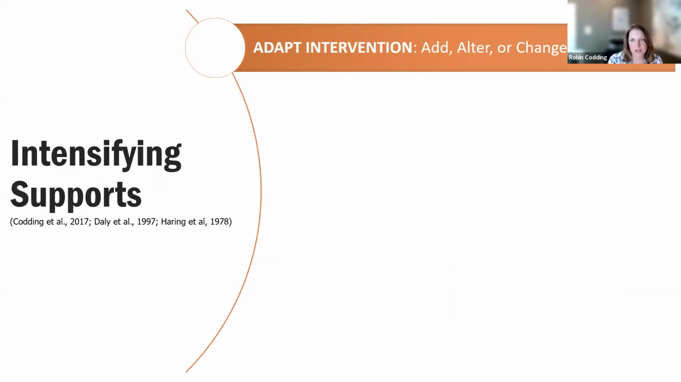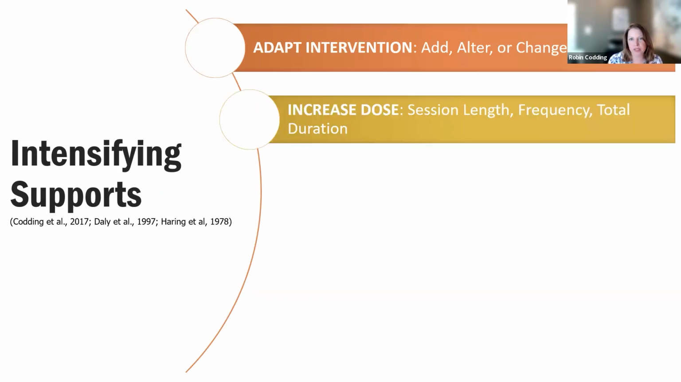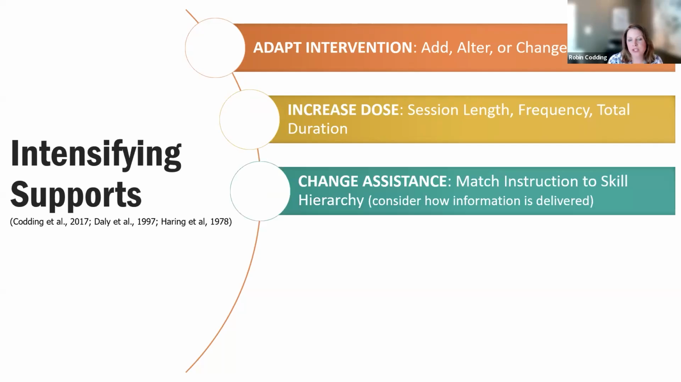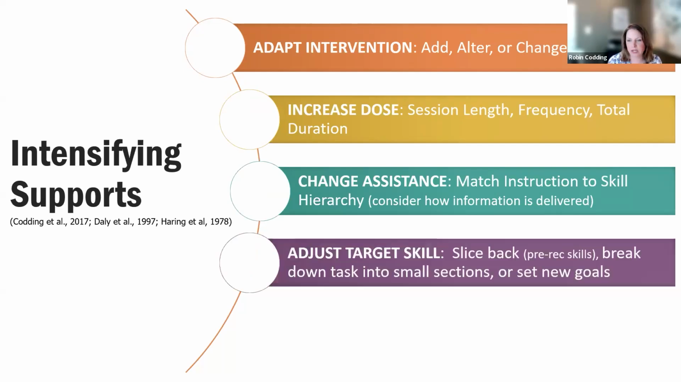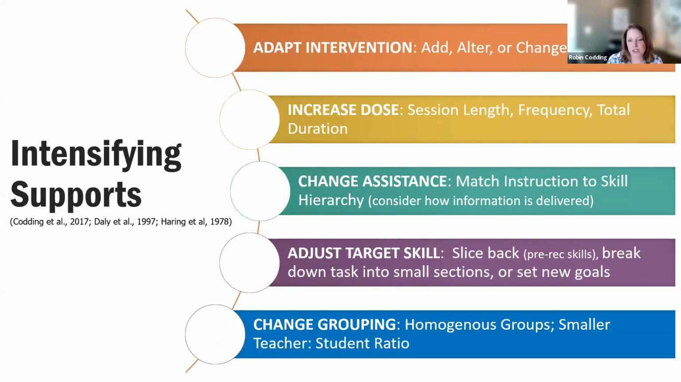So the first is to adapt the intervention. We're going to add, alter, or change intervention components, starting with that standard protocol. We are going to increase dose, session length, frequency, or total duration. We are going to change our assistance. We're going to match instruction to the skill hierarchy. So we're going to consider where the student is on the hierarchy and how do we address their needs. Fourth, we are going to adjust the target skill. So slice back, look at those foundational prerequisite skills, break down tasks into small sections, or set new goals. And the last one is change grouping. So this one is going to be all about homogeneous groupings and smaller teacher-student ratios.